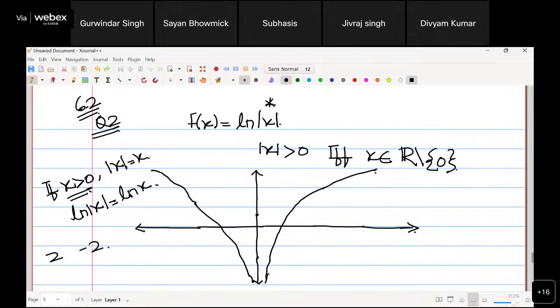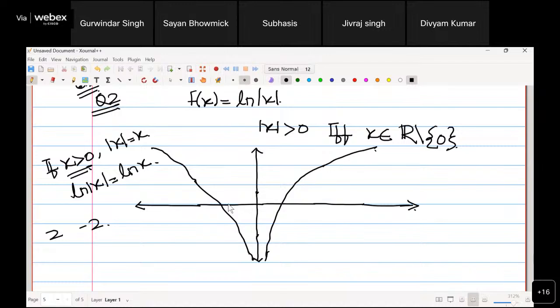Let me go through this option one by one. F is an increasing function. Whether this option is correct? No, sir, it is not. Certainly it's not increasing.